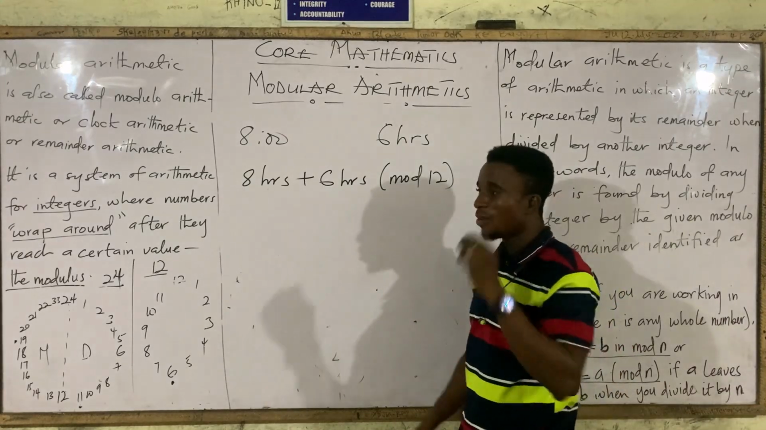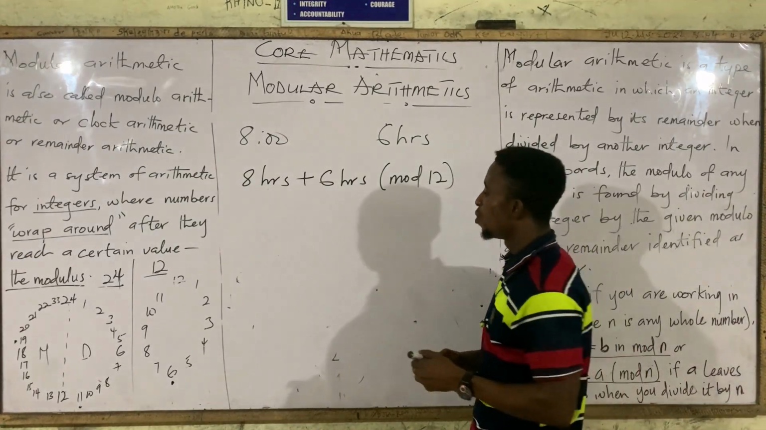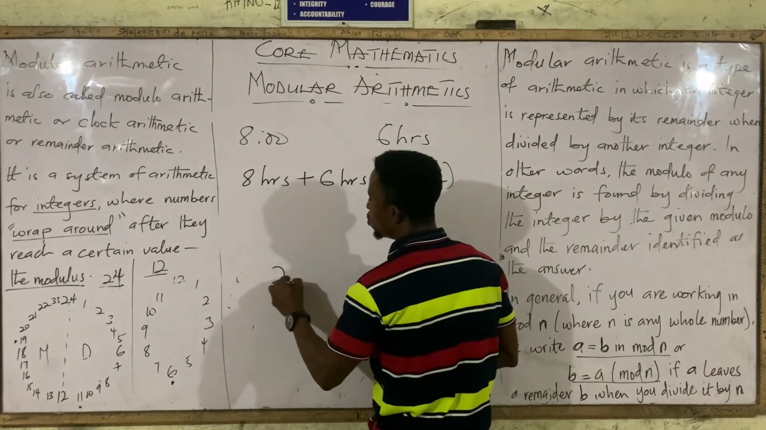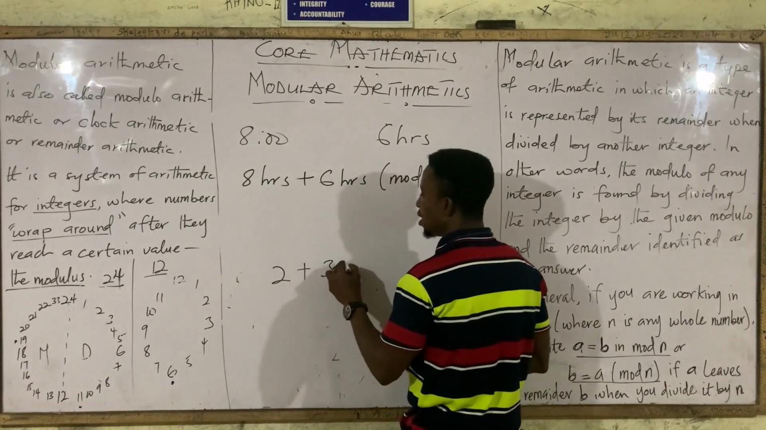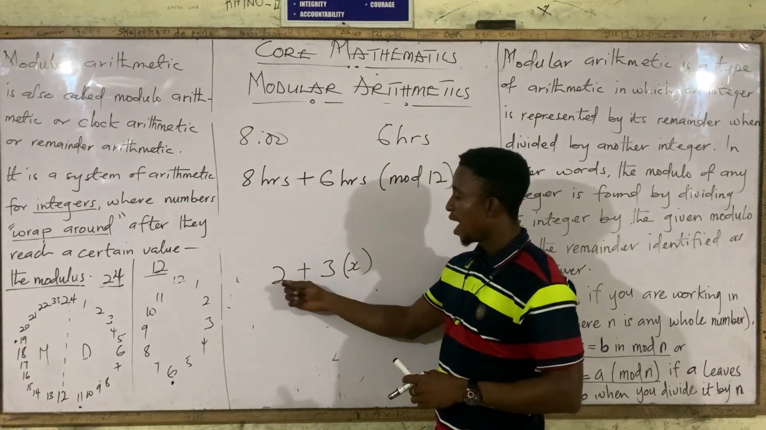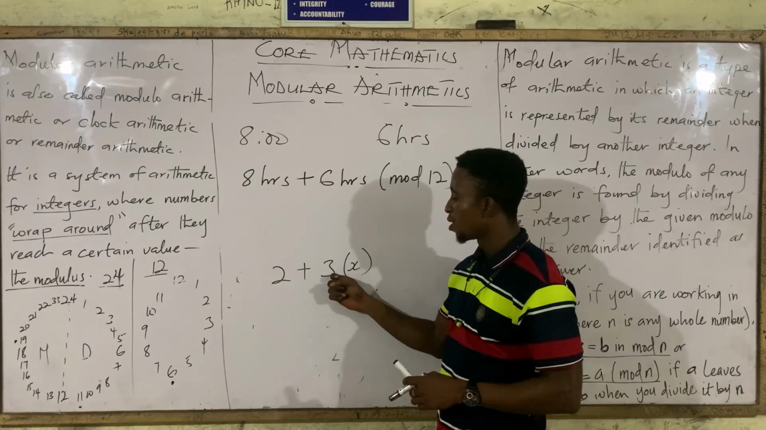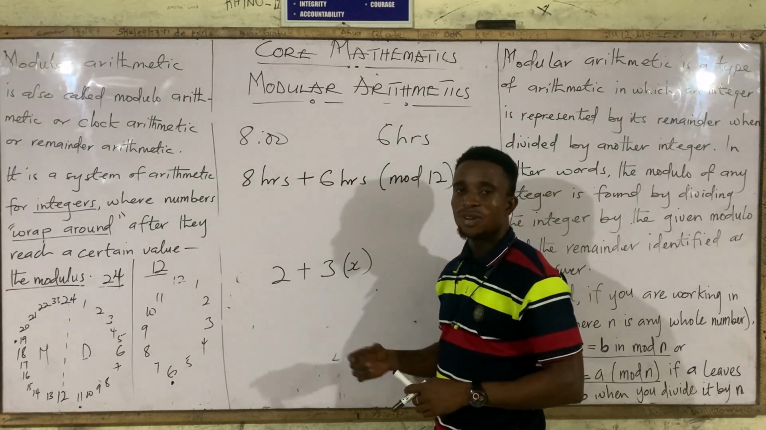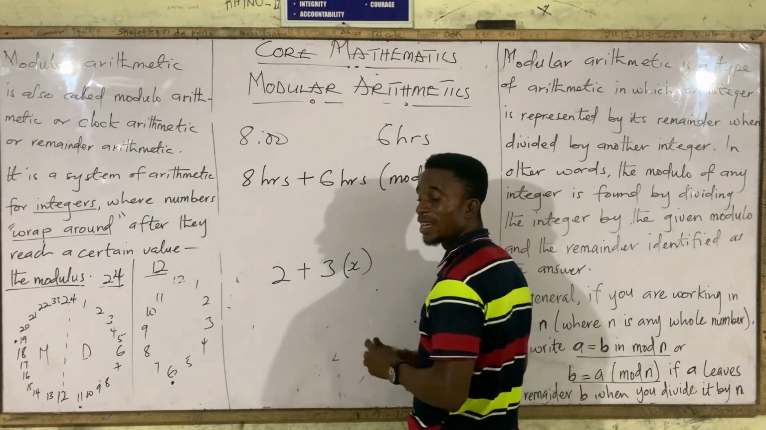So another thing I want to say is, let's say we have 2 plus 3 into bracket x. Then what do we do here? Before you add this to that, what do you do? First of all, you multiply this by that. Now then you add. Are we getting that? Are we okay?